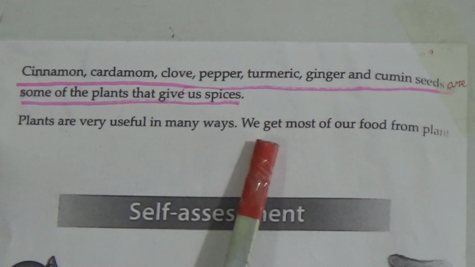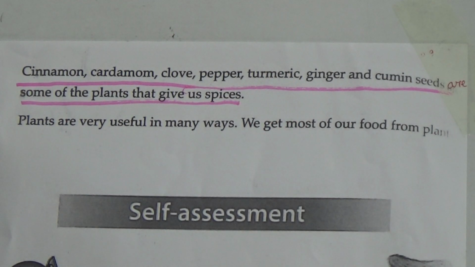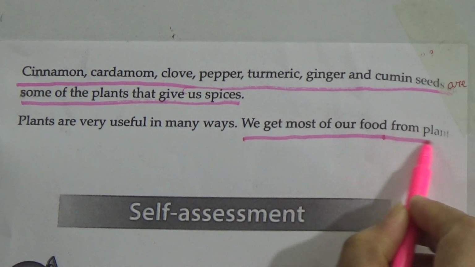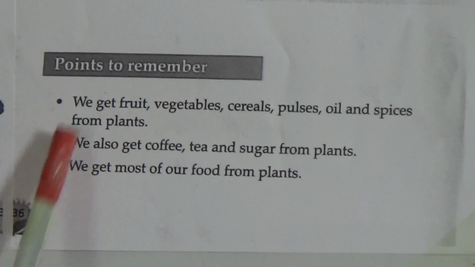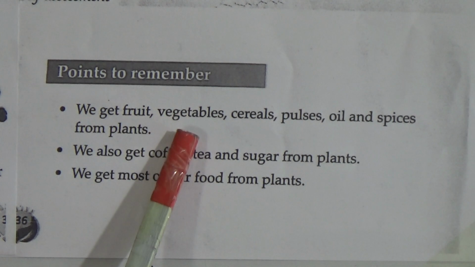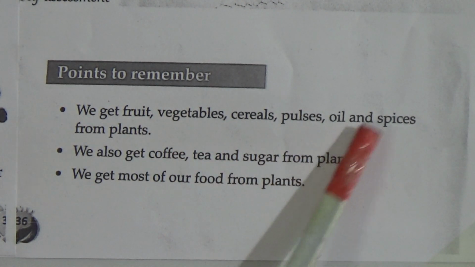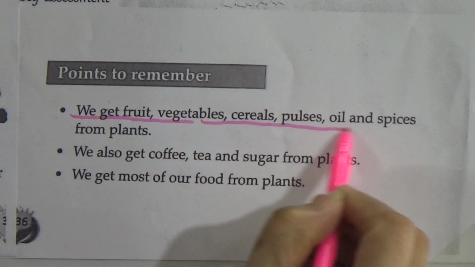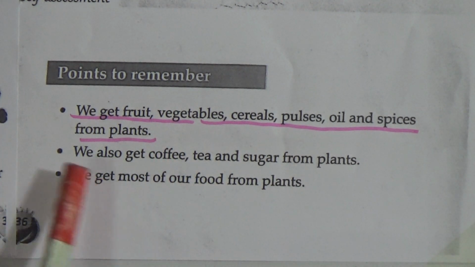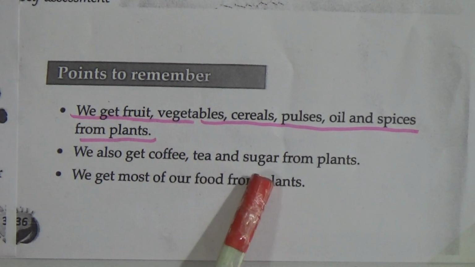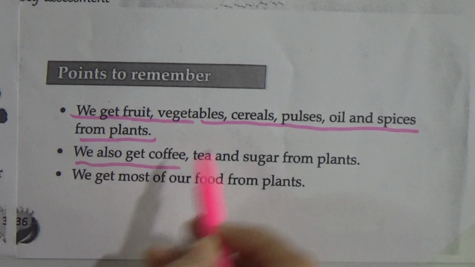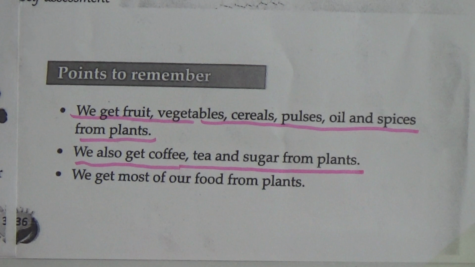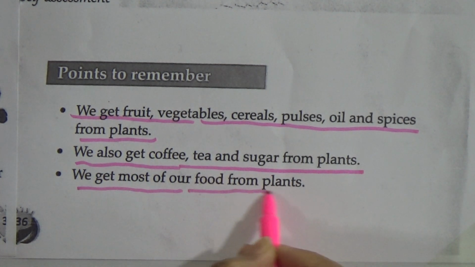Plants are very useful in many ways. We get most of our food from plants. Now come to this points to remember. We get fruit, vegetables, cereals, pulses, oil and spices from plants. My dear students, underline also this line and you have to memorize this line. We also get coffee, tea and sugar from plants. We get most of our food from plants.